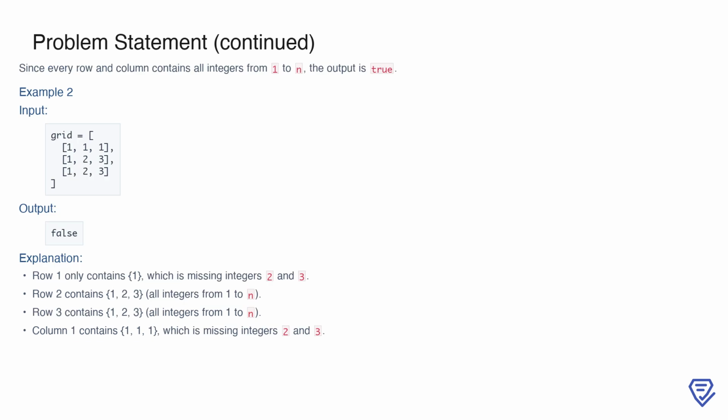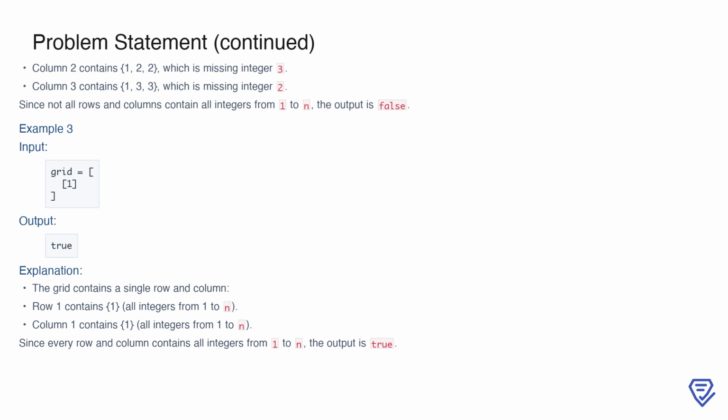Now, let's look at another example where grid is [1, 1, 1], [1, 2, 3], [1, 2, 3]. Here, row 1 only contains 1, which is missing integers 2 and 3. However, row 2 and row 3 do contain all integers from 1 to n. When we examine the columns, we see that column 1 contains 1, 1, 1, which is also missing integers 2 and 3. This causes the grid to fail the condition for columns. Based on this, we can already determine that the output will be false.